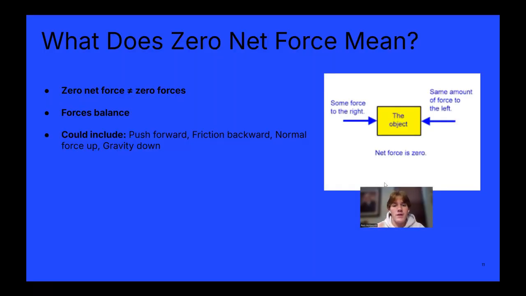So what does zero net force mean? Zero net force doesn't mean there are no forces. It just means the forces are balanced. This includes the push forward, the friction, the normal force up, and the gravity down. As you can see on the right, you have a force to the right, another force to the left, and then normal and gravity acting on this object. The net force can be 0 without there actually being 0 forces.